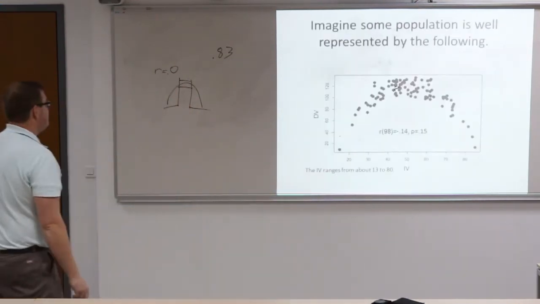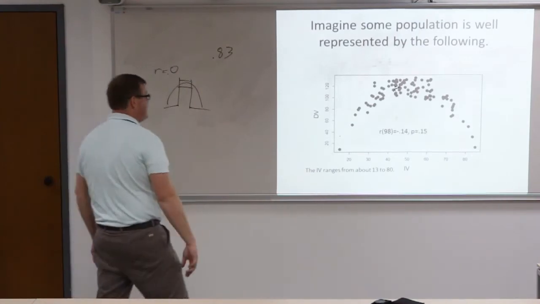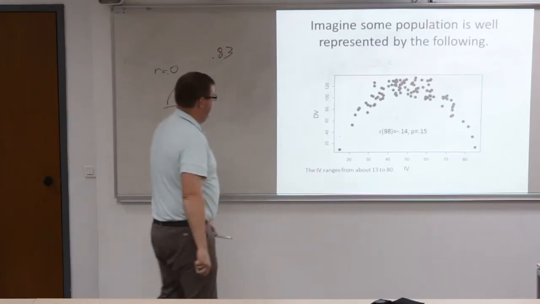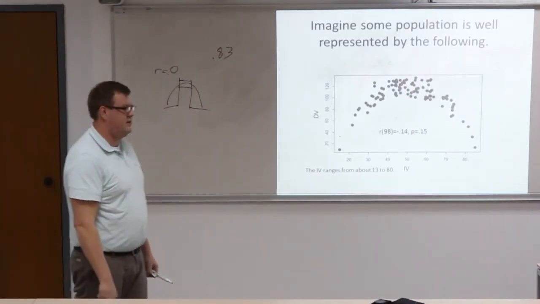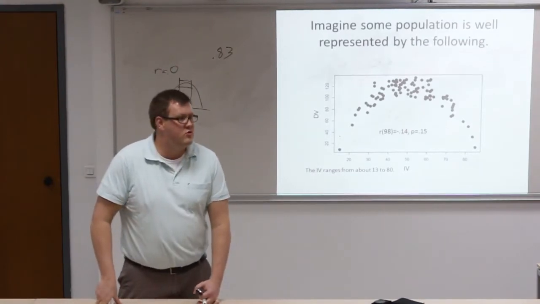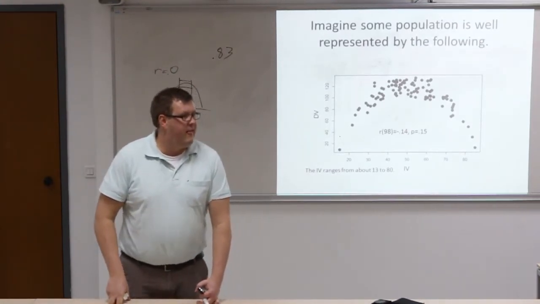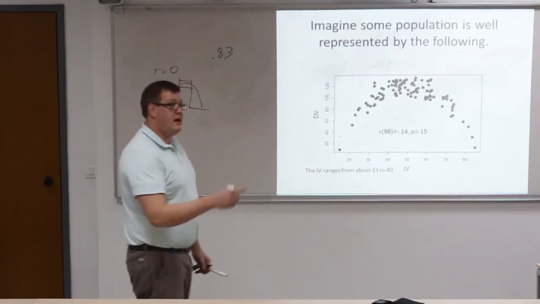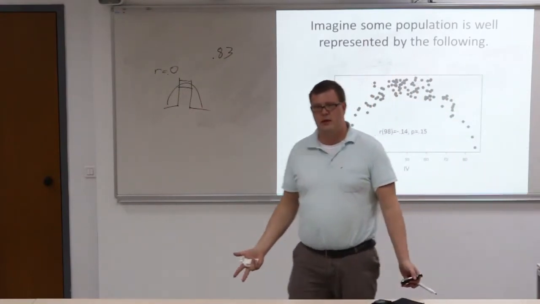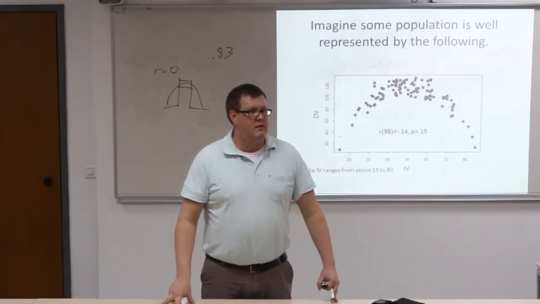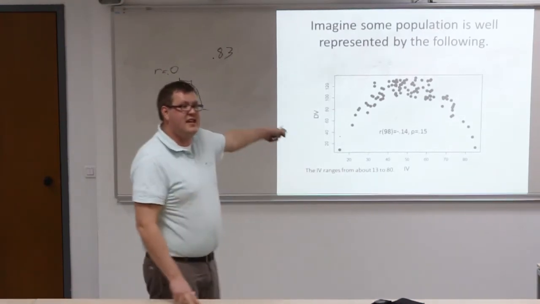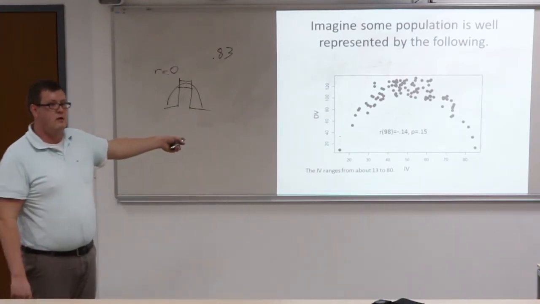Let's find out. So imagine we have some population that is well represented by the following. In this population, what do we have? Well, we have a negative correlation, 0.14. But it is curved. It is not strong, that's true. It is not significant. So what does that mean? There is no correlation. Basically, it means that the correlation is zero. You can't distinguish this from a correlation of zero, right?